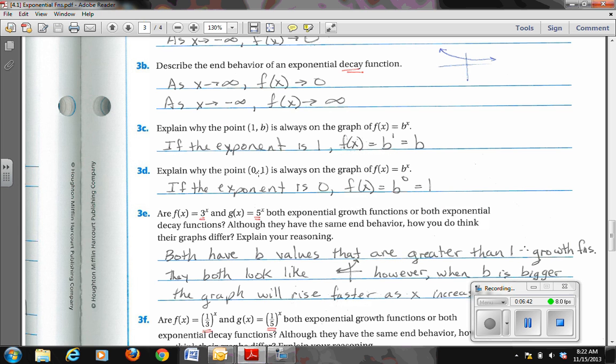For part D, it says explain why (0, 1) is always on the graph of b to the x. Well, again, if I plug in 0 for x, I have b to the 0, and anything to the 0 is 1. So when I plug in 0 for x, I get 1 for y.